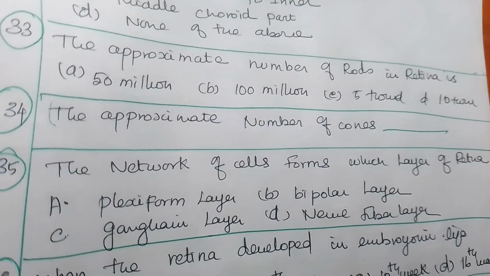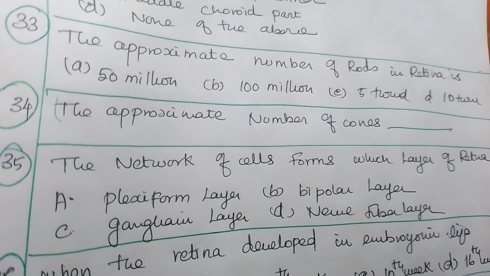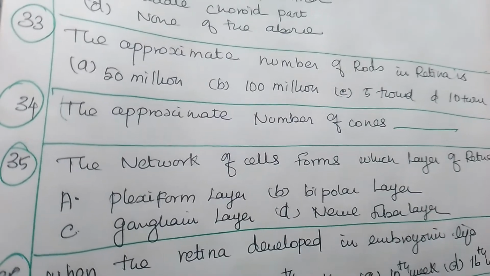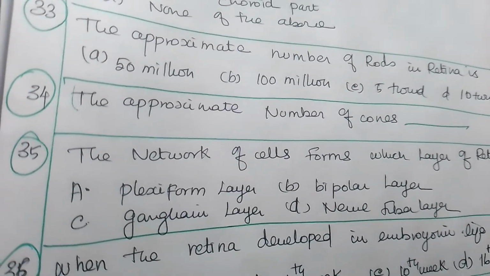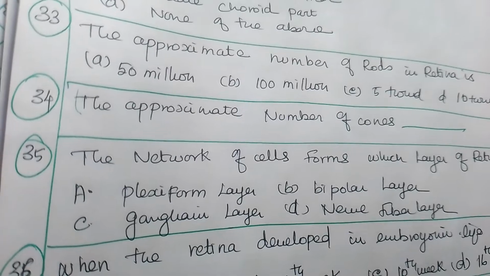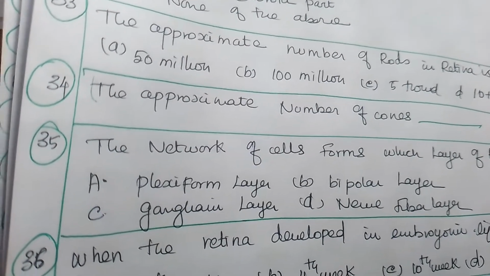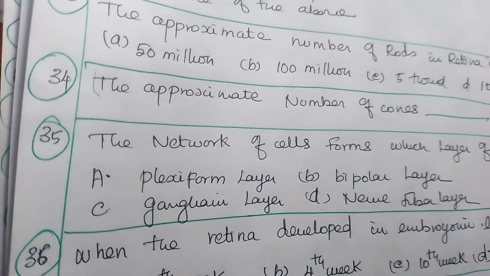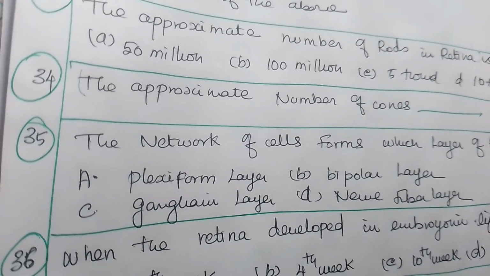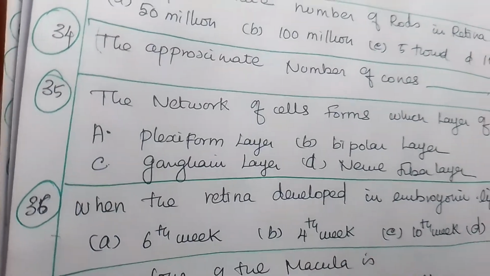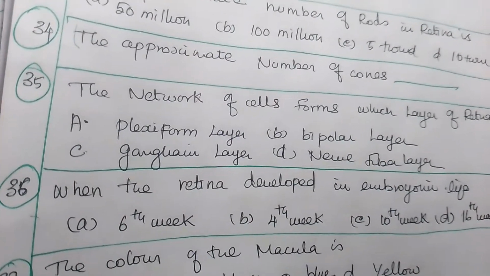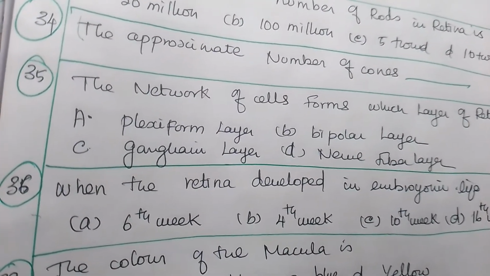The network of cells forms which layer of the retina? It's very simple. Answer is A, plexiform layer, B. Bipolar, C. Ganglionic nerve fiber layer. Yes, of course it is the plexiform layer that forms the network-like structure. That is the one which is forming one layer of the retina of the eye, especially the plexiform layer.